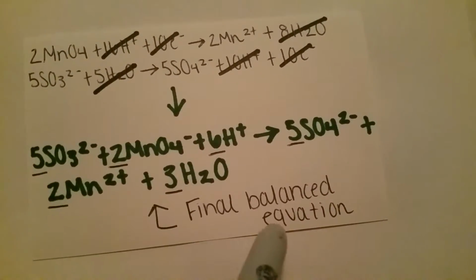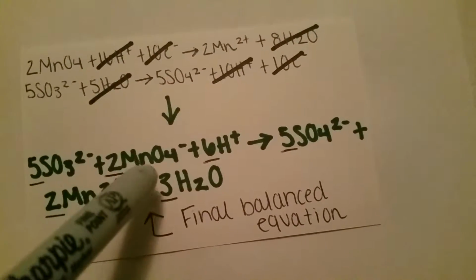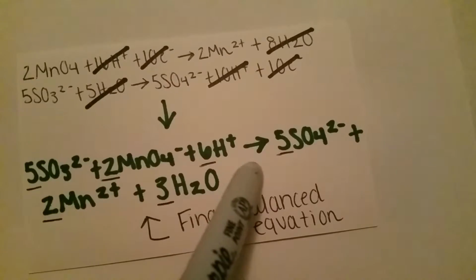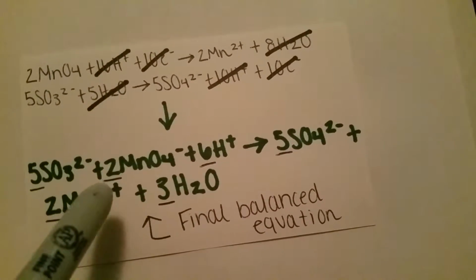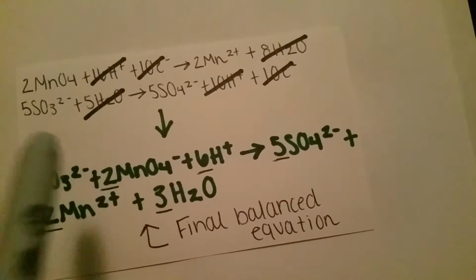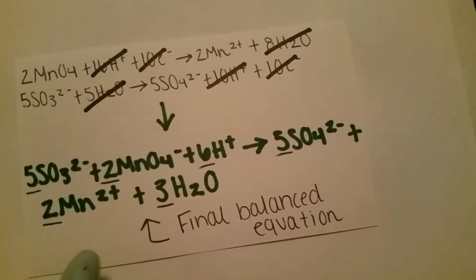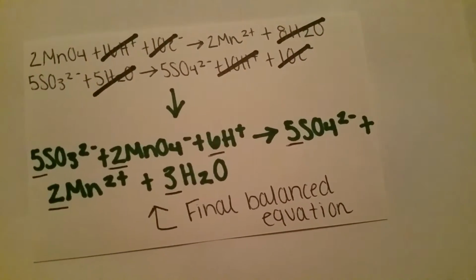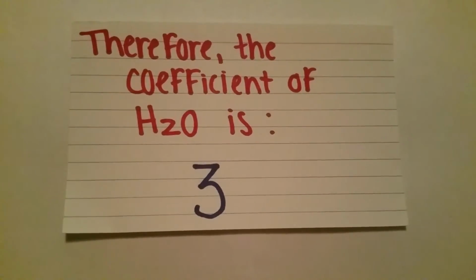So now our final balanced equation is 5 SO3 2 negative plus 2 MnO4 negative plus 6H plus yields to 5 SO4 2 negative plus 2 Mn2 plus 3H2O. If you notice, our coefficients do not match each other completely, but the equation is balanced on both sides. Coefficients do not have to match as long as both sides are equal to one another. Therefore, we see that the coefficient of water is 3.